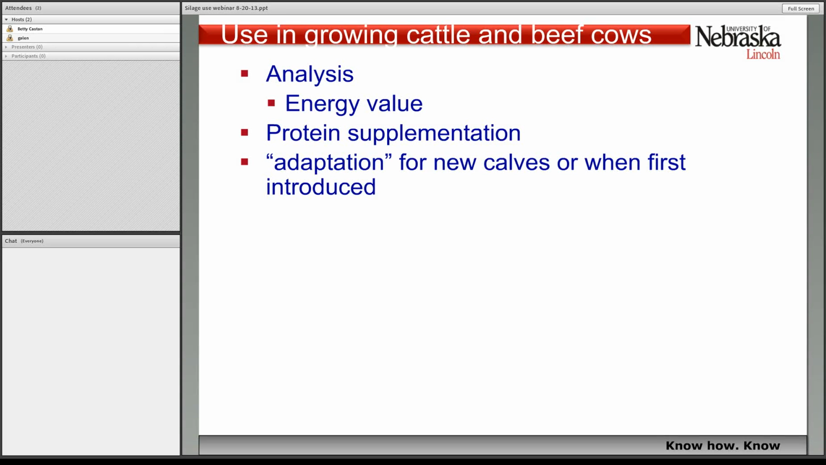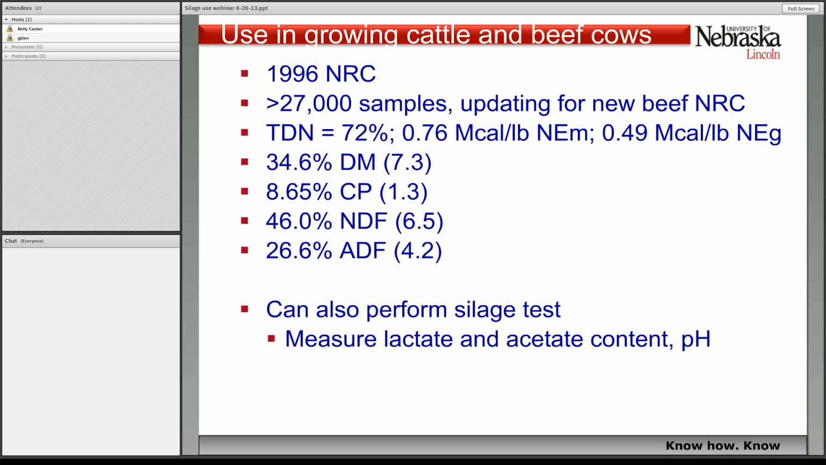Cows and certainly feedlot cattle that have been adapted or introduced to silage before just don't have any trouble at all. So it appears to only be a problem for new calves, or if they're really naive and have never, if the cows, for example, have never seen silage, they may need an adaptation to it as well.